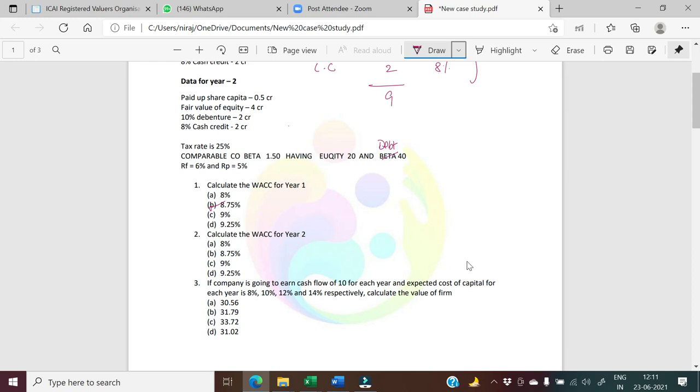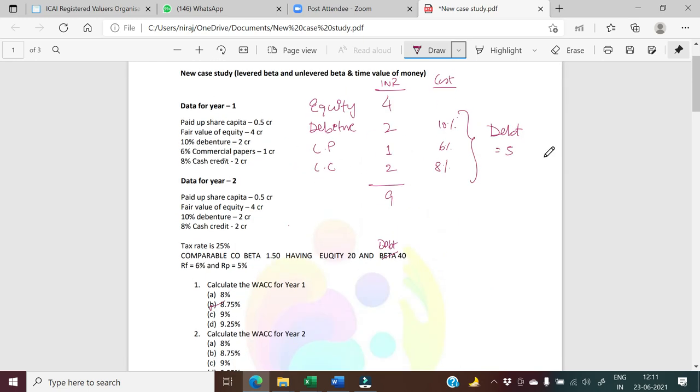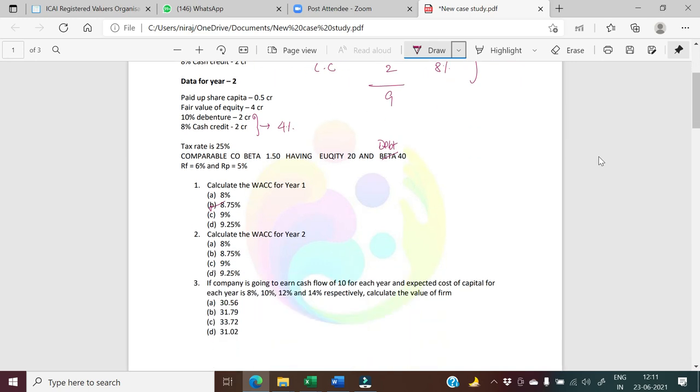Now comes calculating the WACC for year 2. In year 2, what is happening? Our debt percentage is changing. See, our debt is now becoming 4. Here, if you see, 10% debentures and cash credit only are there, so 4%. So I will have to recalculate my beta. I will take it as my step 3. My formula is beta L equals beta U multiplied by 1 plus debt divided by equity into 1 minus tax rate. The beta U that we calculated was 0.6.